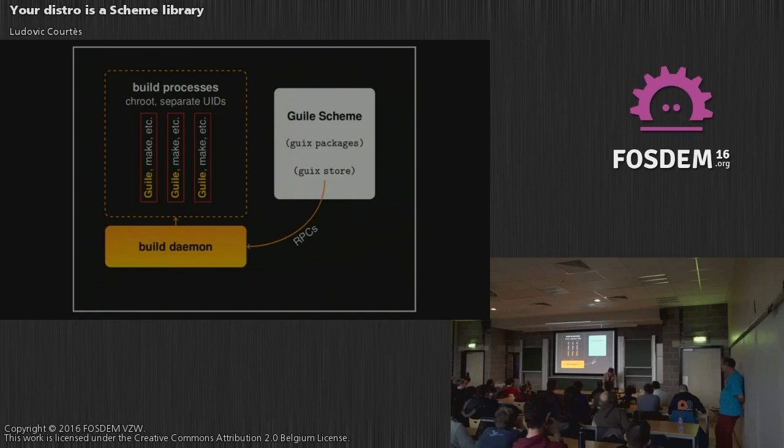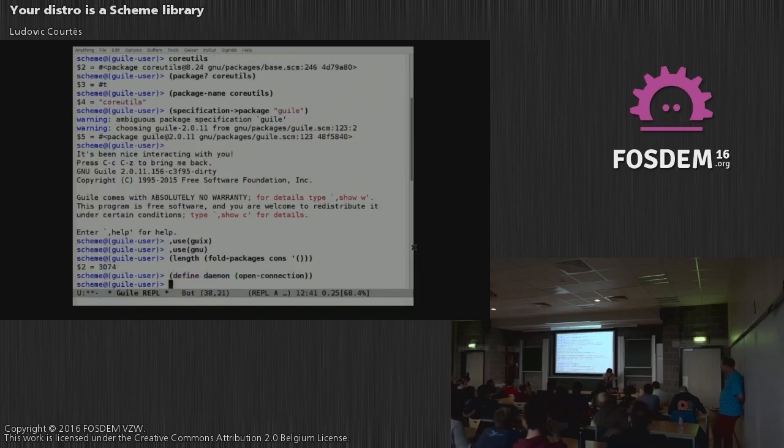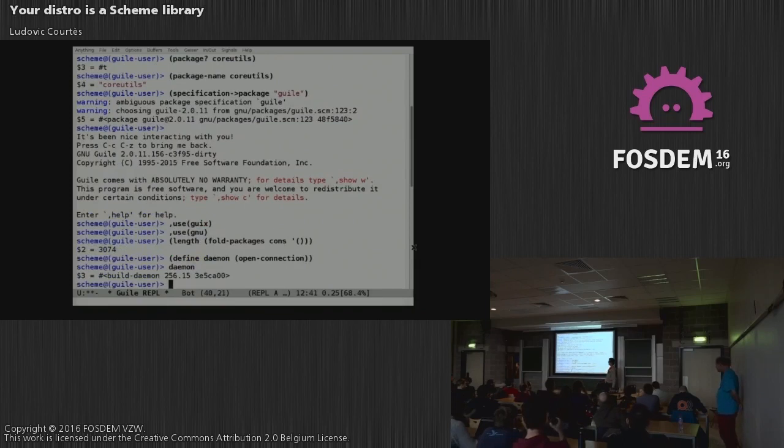And we have our Guile thing running here. So, from Scheme, if we want to talk to the daemon, well, we first need to open a connection. Right, so this is my connection to the build daemon. And I can do basically RPCs, so remote procedure calls to the daemon to ask it to do various stuff.